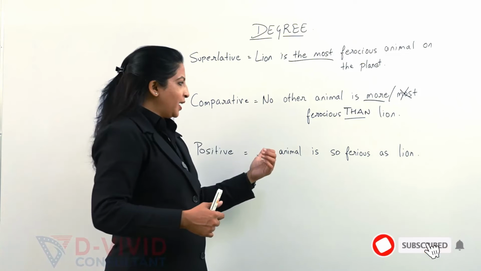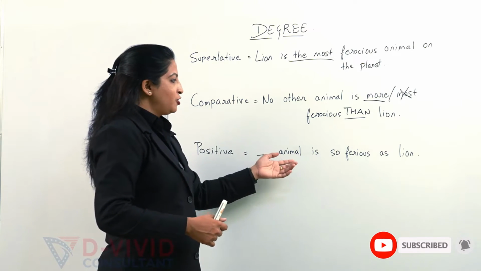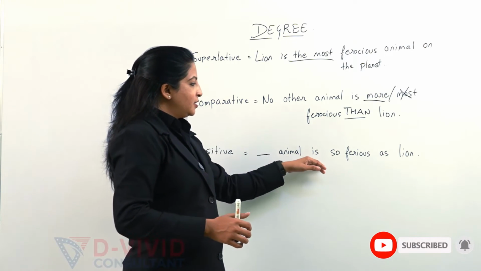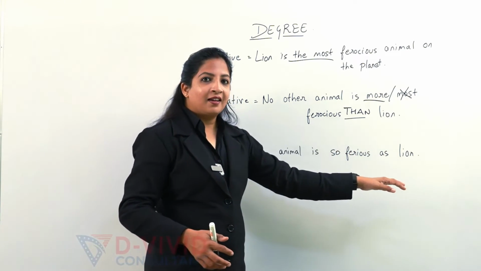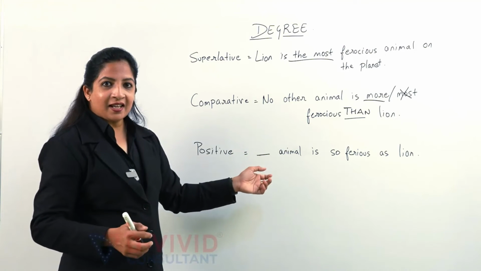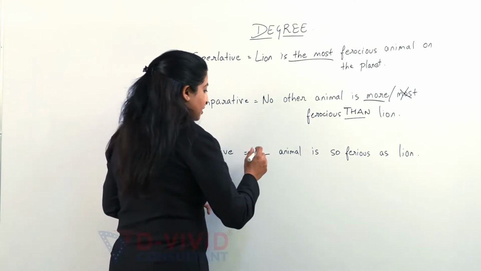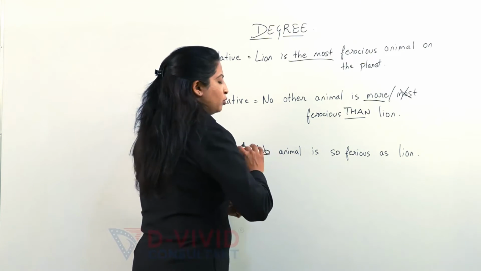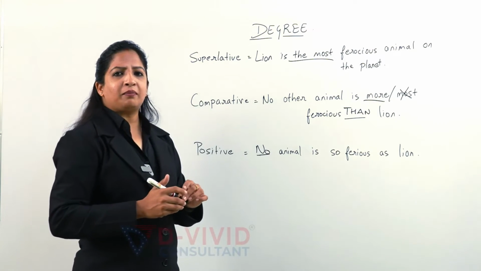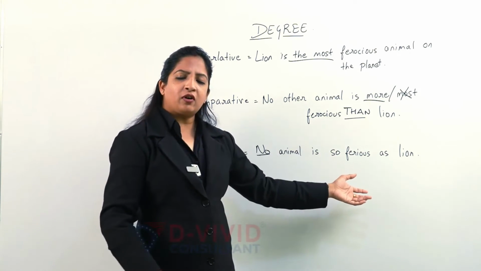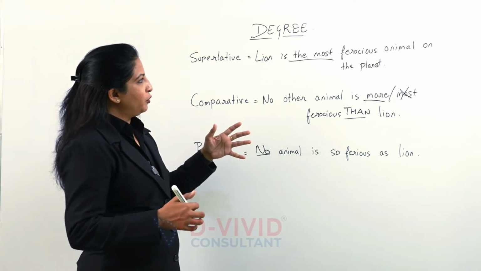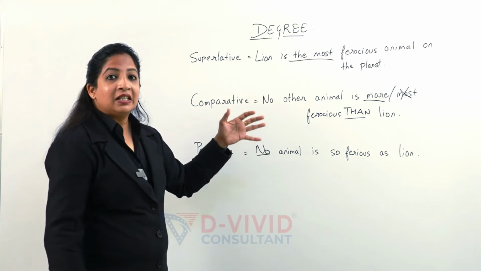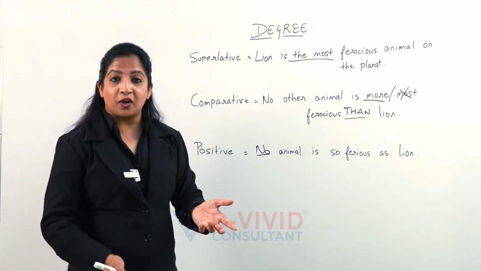Now the same, let us convert it into positive. How shall I start this sentence? "Dash animal is so ferocious as lion." Can you guess? Yes. "No animal on the planet is so ferocious as lion." So now if you focus on how a degree can be converted.